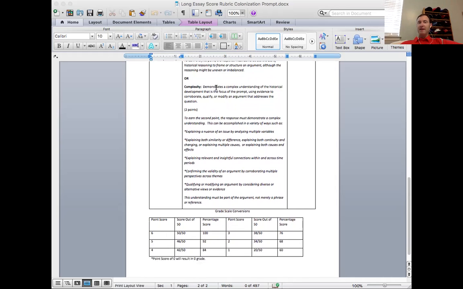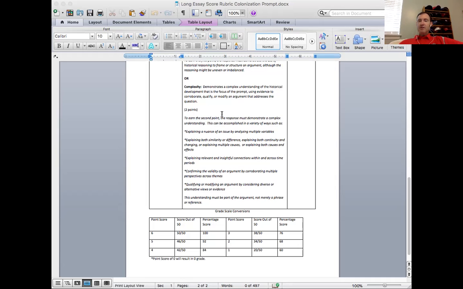We'll take a look. Complexity. Look what it says here, guys. Demonstrates a complex understanding of the historical development that is the focus of the prompt. Using evidence to corroborate, qualify, or modify an argument that addresses the question. Now, you're going to see, guys, as you go throughout the year, many of your LAQs are not going to have support, refute, or modify. So what does the College Board expect you to be able to do? To have that in your noggin, to be able to say, okay, I can support this, I can refute this, or I can modify. But you're doing it purposefully within the boundaries of the question.